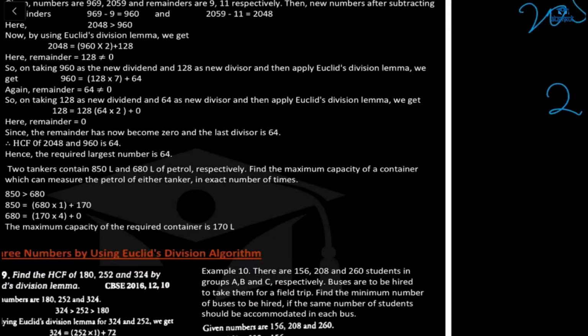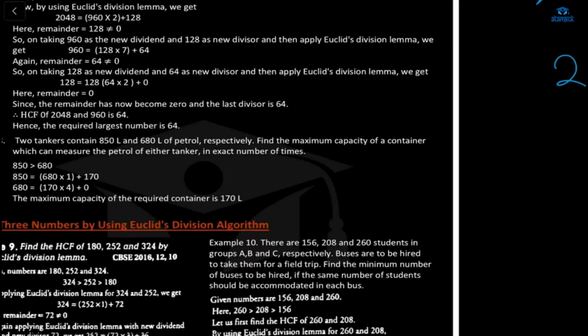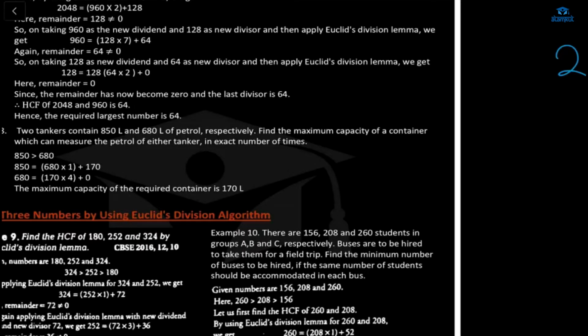Now what will be the second step? You have already got the HCF of 208 and 260. Now you take 52 and 156. Yes, so apply Euclid's division algorithm again on 52 and 156.